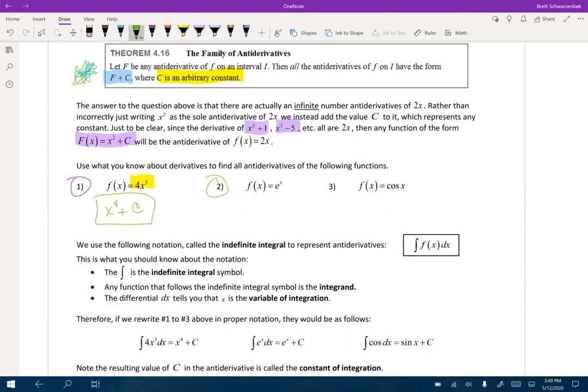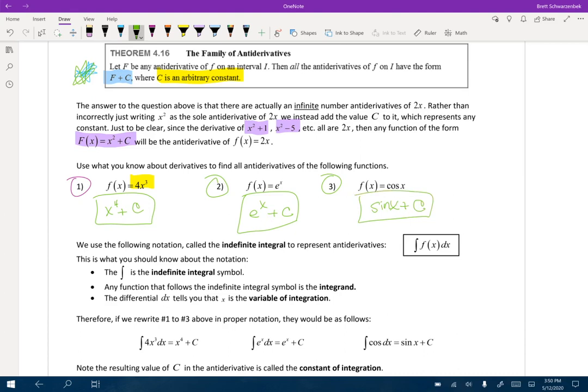Antiderivative of e to the x. Well, what do we take the derivative of to get e to the x? Well, this is sort of a no-duh thing. e to the x's derivative is itself, so its antiderivative is also itself. So we would write e to the x, and then we would have to remember plus c. For the last one, 3. What about cosine? What function do we have to take the derivative of to get cosine? Well, sine. But we have to add c, because that's what we get.